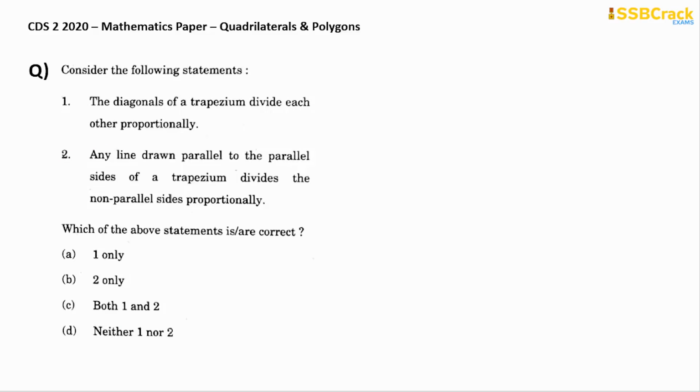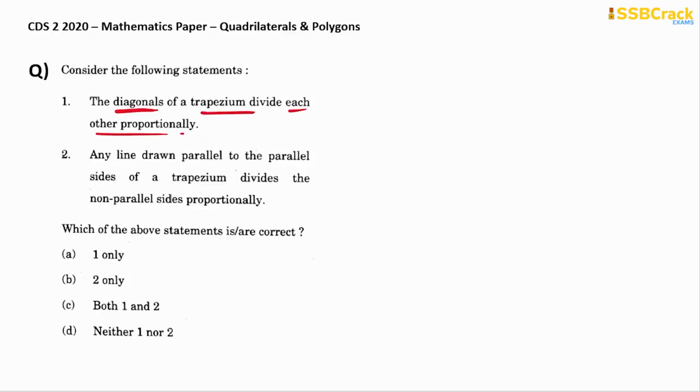And this question, let me tell you, is based upon the clear-cut study that we have done in our mathematics courses in the trapezium topic, wherein we discuss all the important theorems relative to the trapezium, wherein we made use of the similarity concept. So here let's understand the statements and try to come to the conclusion which of the above is or are correct. So statement 1 is that the diagonals of a trapezium divide each other proportionally.